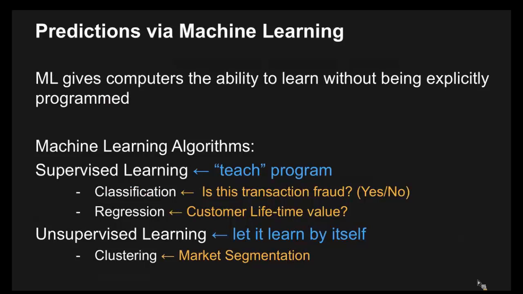Predictions are where machine learning gives computers the ability to learn without being explicitly programmed. There are 2 general classes of machine learning algorithms. One is supervised machine learning. The other one is unsupervised machine learning. In the case of supervised machine learning, you teach the program using some sample data sets, and then you ask a question such as, is this transaction fraud, yes or no?